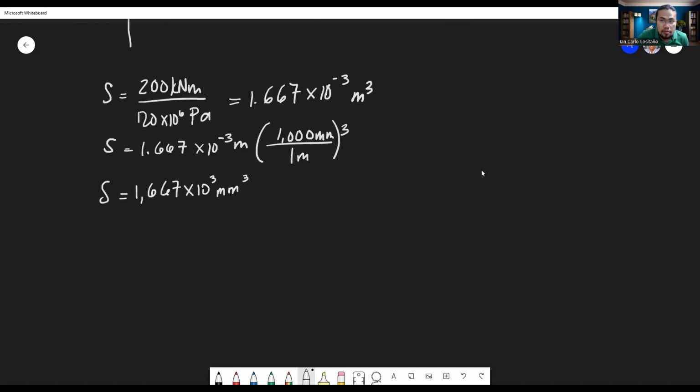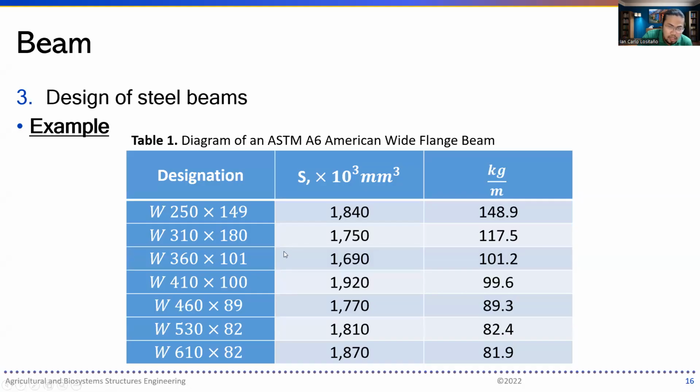We look at the dimensions of the W flange beam that accommodates this value of 1,667. We see that we have the W460 times 89, which is at 1770. We have 1667, so it's within. There's another one, it's 1690.